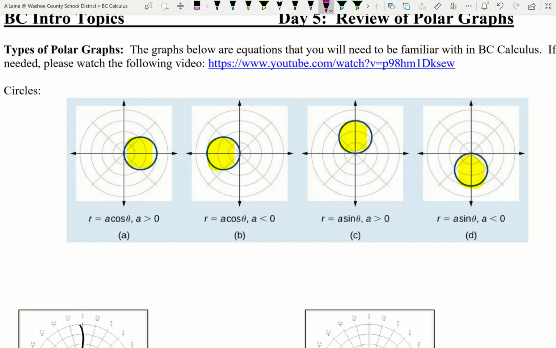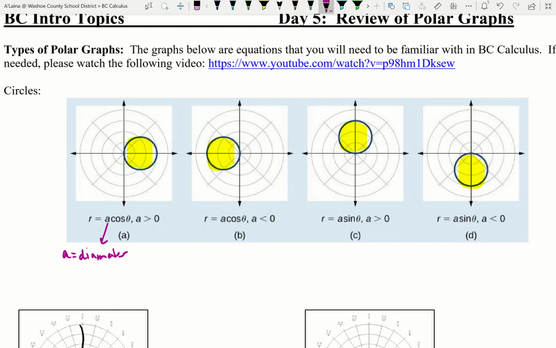So the first type is circles. The way you would identify an equation of a circle is it would be r equals some constant a. A is actually going to end up being the diameter of your circle. And a can be positive or negative, and then it's going to multiply either sine or cosine. Keep in mind from back when you did the unit circle that cosine was an x-coordinate, sine was a y-coordinate. That can help you as you're drawing these circles.